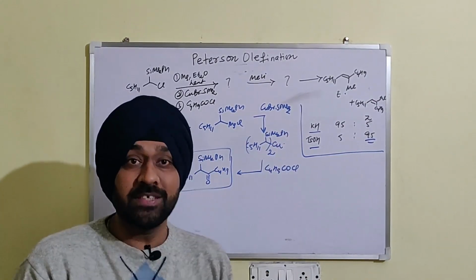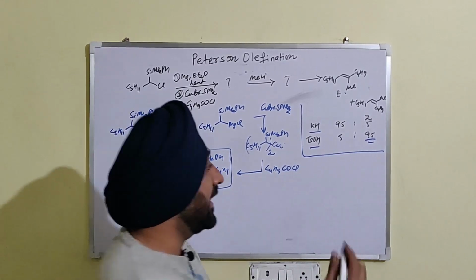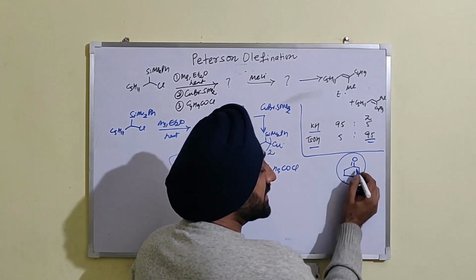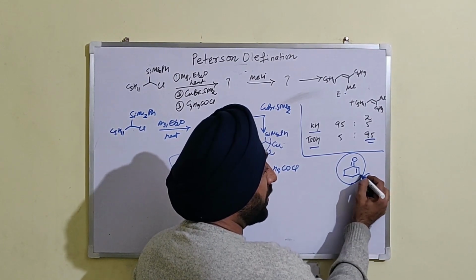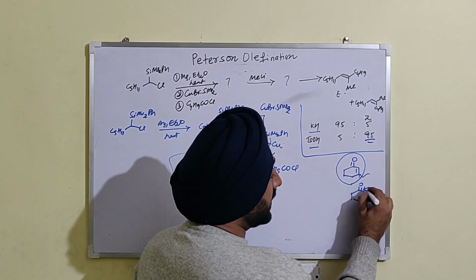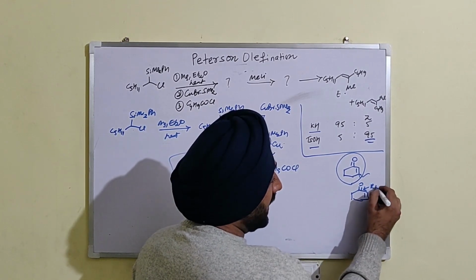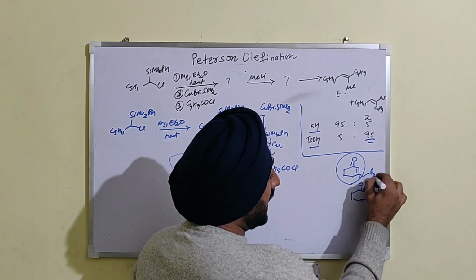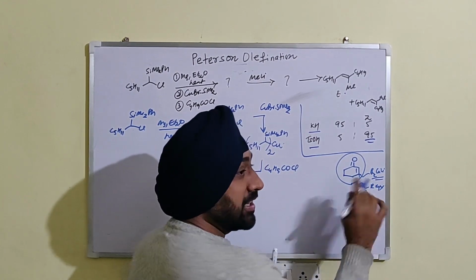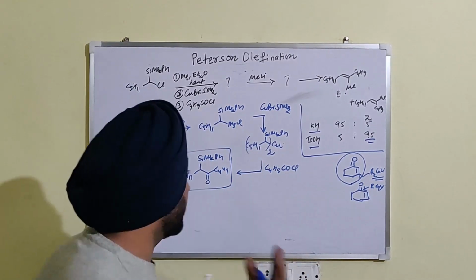That is why, whenever we are using cyclohexanone, organocuprates always undergo 1,4 addition, whereas Grignard reagents, RMgX, always undergo 1,2 addition, whereas this is R2CuLi. Organocuprate is 1,4, and this is 1,2 addition. This is the reason why.